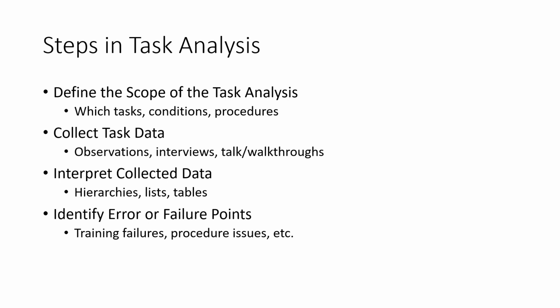Steps in a task analysis. So first, you define the scope of the task analysis. So what tasks, conditions, procedures, what are you looking at? Collect the data through observations, interviews, talkthroughs or walkthroughs. You interpret the collected data. There's a few different methods for this: hierarchies, lists, tables, etc. And then you identify error or failure points, training failures, procedure issues, etc.